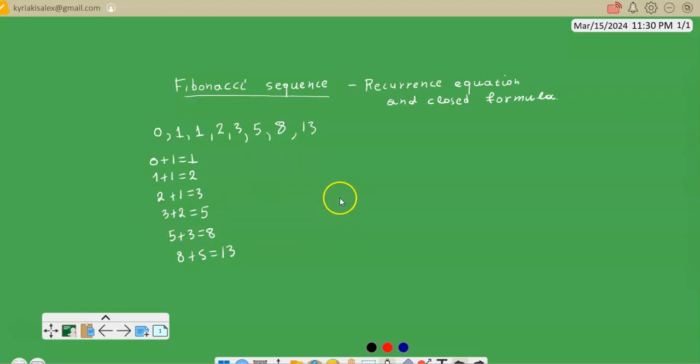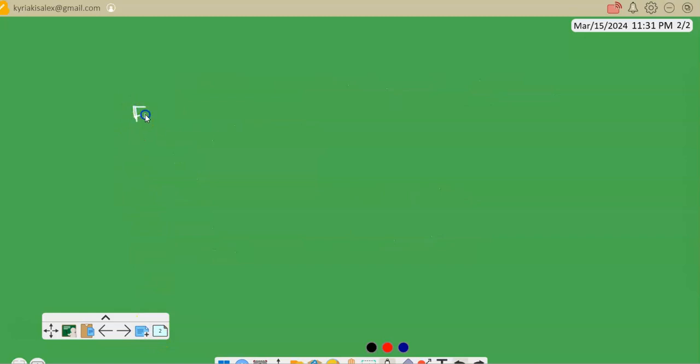So here we notice that we have Fn, Fn plus 1, Fn plus 2. So in order to get the next term, we add the two previous. This means that Fn plus 2 equals Fn plus Fn plus 1.